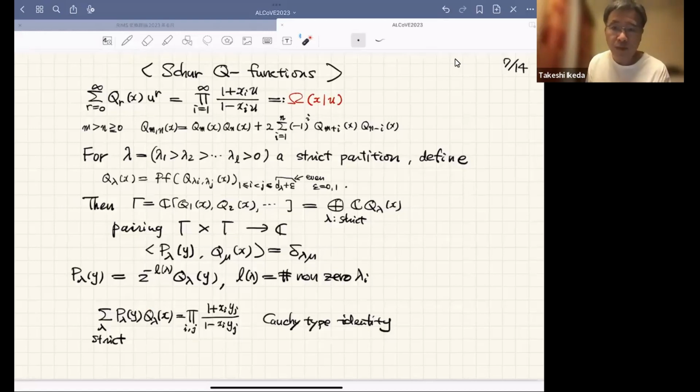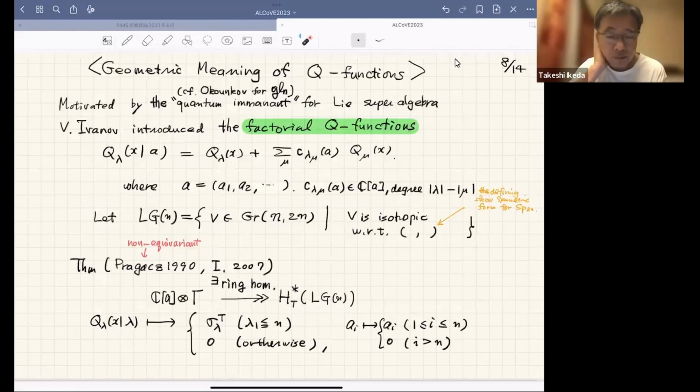Motivated by quantum immanence for Lie superalgebra, Ivanov introduced a kind of deformation of Q functions called factorial Q functions. I won't explain the precise formula now, but there are many good combinatorial expressions for these functions. I will just explain the geometric meaning in this slide.